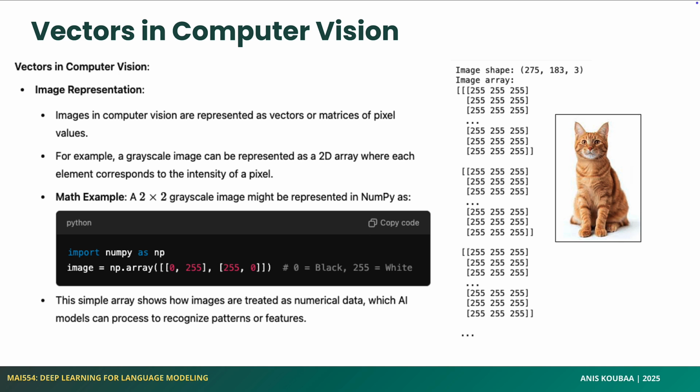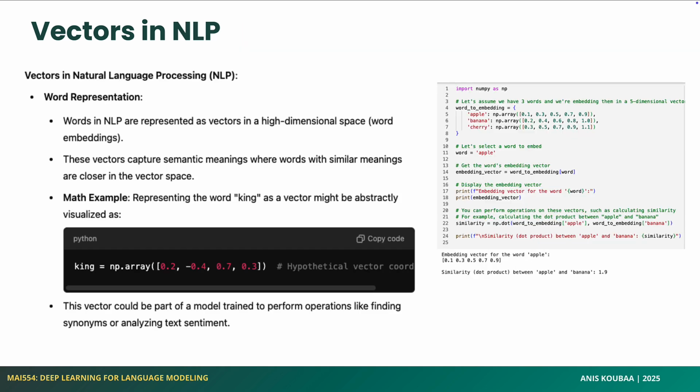Okay, so why do we use vectors in deep learning? We use them to represent images. Okay, we have already introduced this. So this is what an image looks like for a computer. Okay, so it's a 3-dimensional array or matrix that represents 3 different channels, red, green, and blue. And it's also used in NLP, and this is our interest.